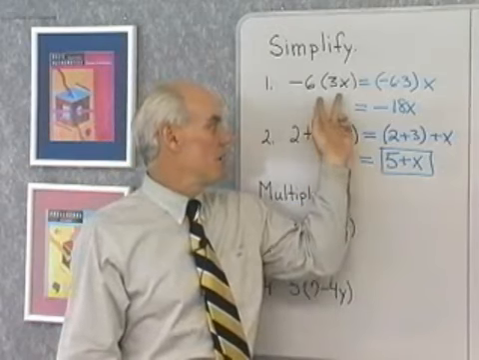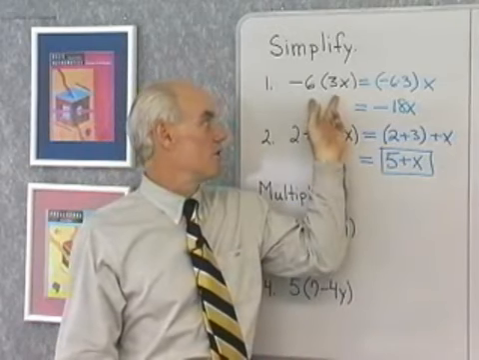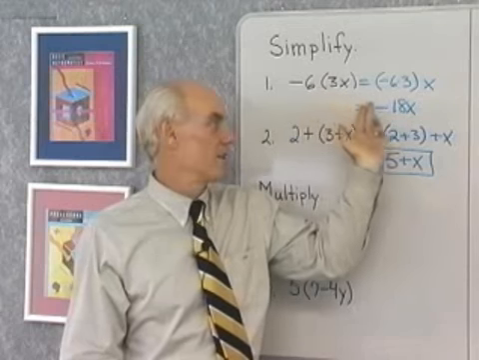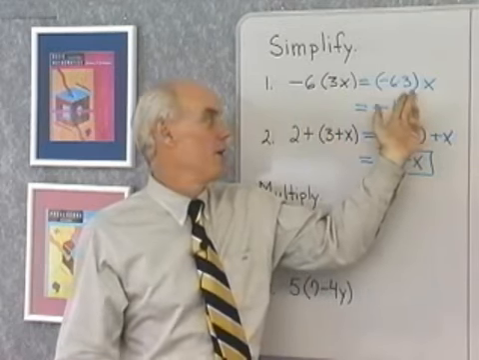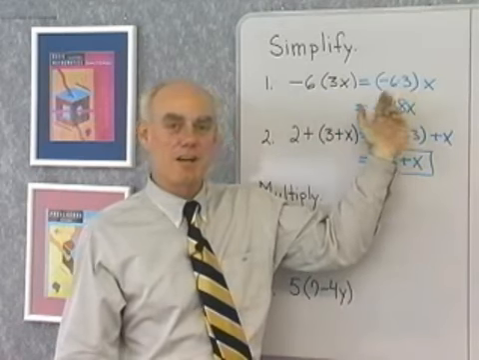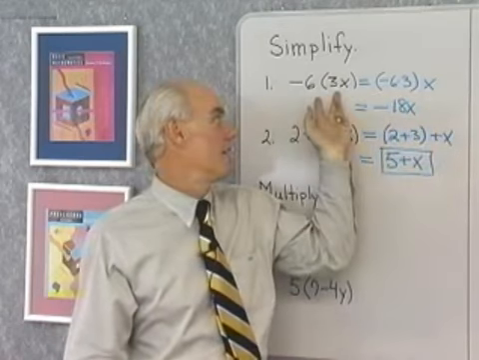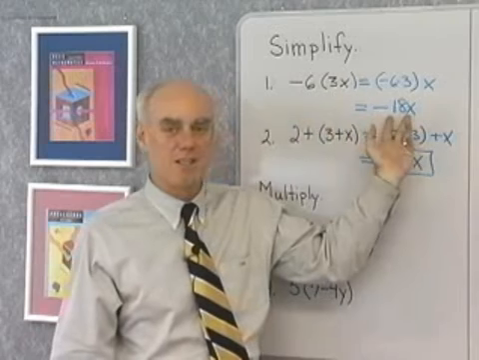As you go through and work these problems, what you're going to say to yourself is negative 6 times 3x is negative 18x. You won't always show this step after a while. But what you should know is that the step is there, and it's because of the associative property that negative 6 times 3x is negative 18x.